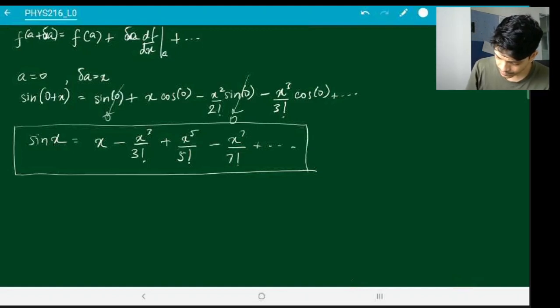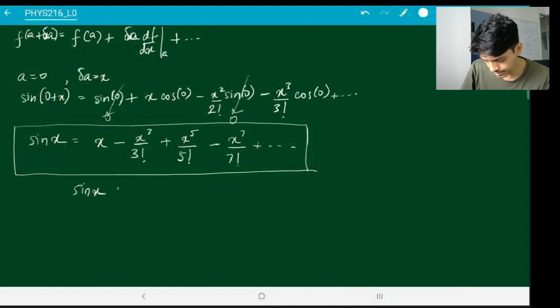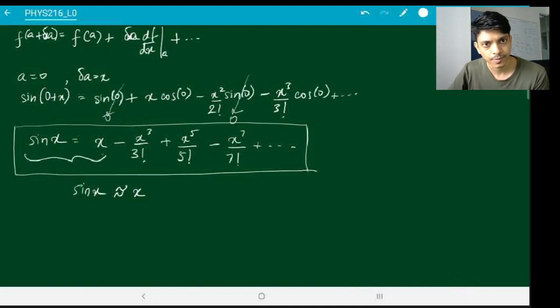You must have used this before in physics somewhere, the approximation that sine x is approximately equal to x when x is small. So this is where it comes from. It's just the first order term and you're neglecting all of the higher order terms. And this works when x is small. What do we mean by x is small?